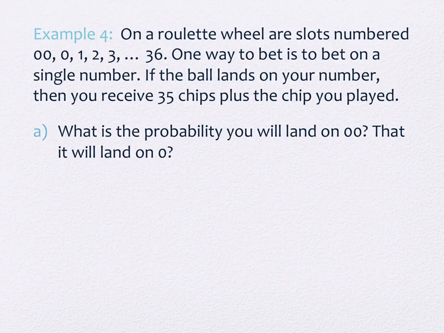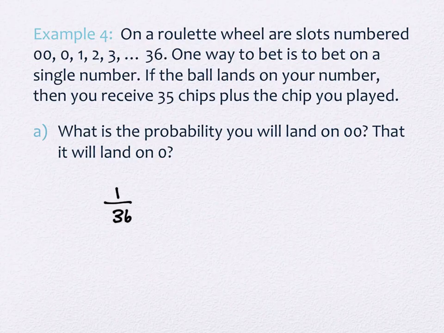Okay. So we're going to figure out first, what is the probability you will land on 0, and then what is the probability you will land on 00. The ball, not you, the ball. So what is the probability that the ball lands on the 00 slot? Well, there's one 00 slot, right? How many slots are there total? There are 36. Okay, does that make sense?